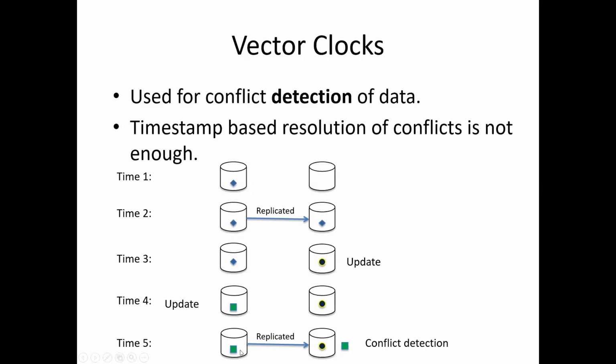Now at time t5, the updated original item starts to be replicated, but there is a conflict in the detection because here also there is an update, and here also there is an update. So you do not know which of these updates has to be reflected in the replicated version.